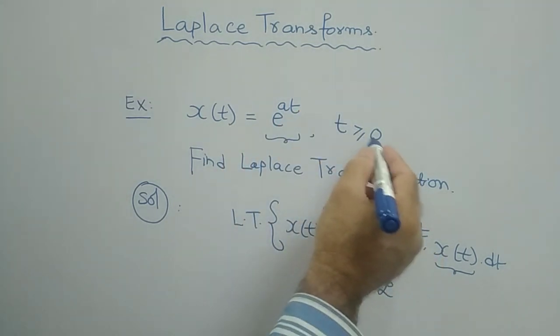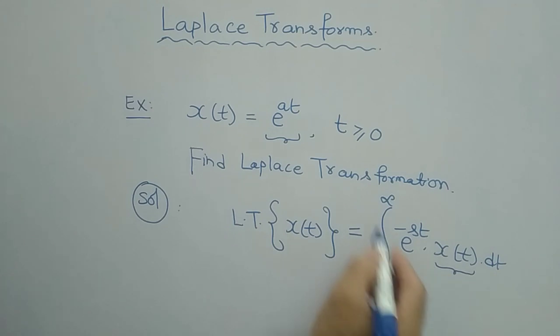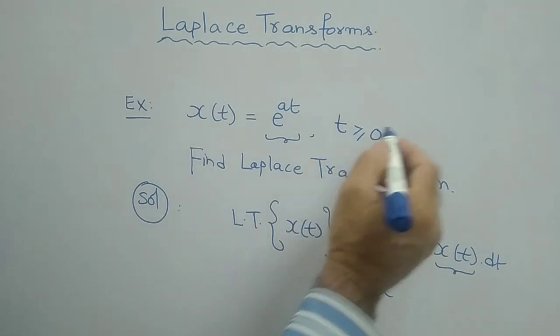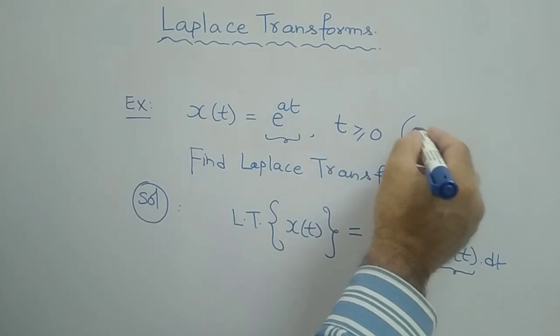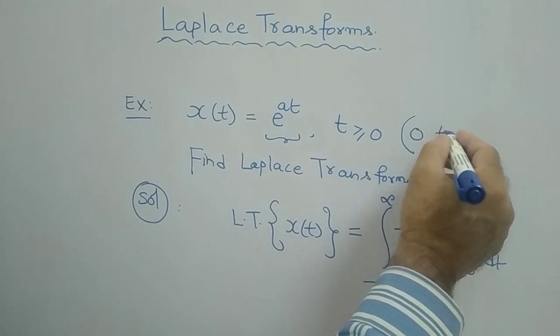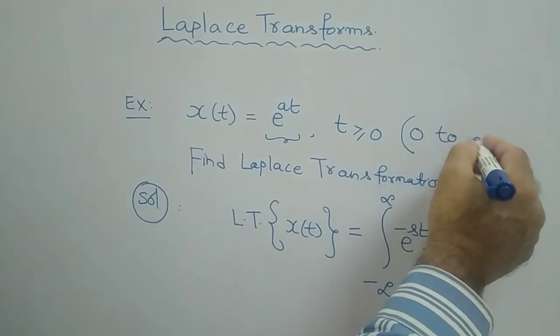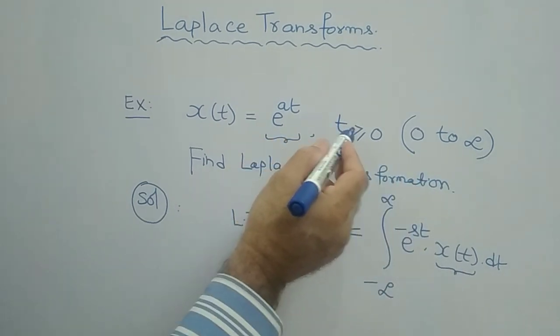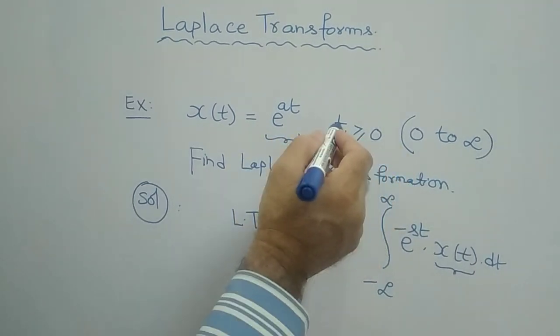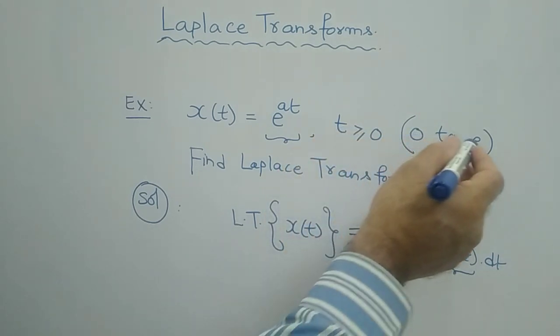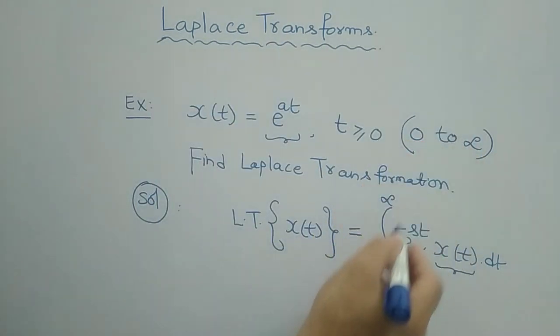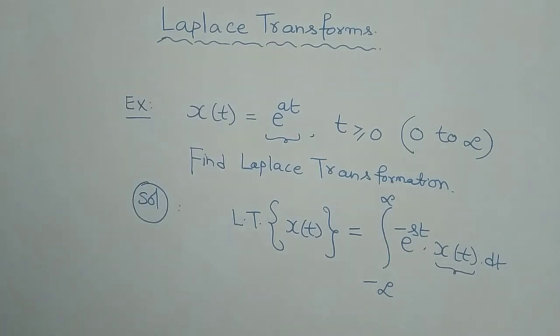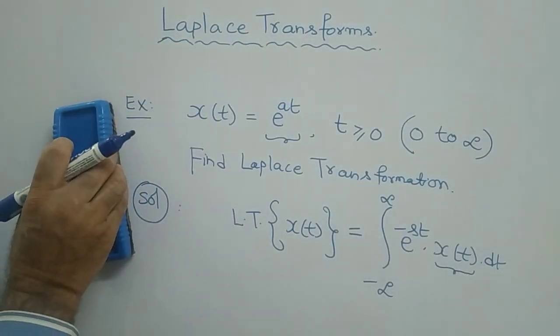So, what are the limitations? Here, t is greater than or equal to 0. This means you must take the limits as 0 to plus infinity. If t is given like this, the t value starts from 0 up to infinity. Therefore, you substitute these values in this integration, then your expression will become like this. I will write it here.